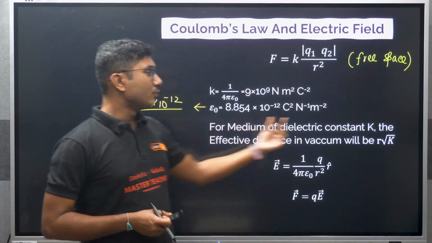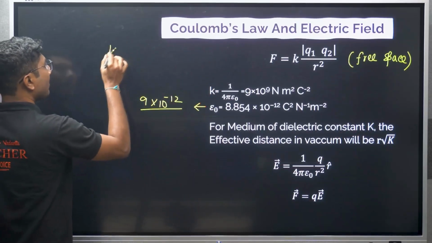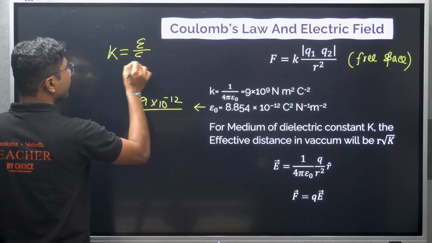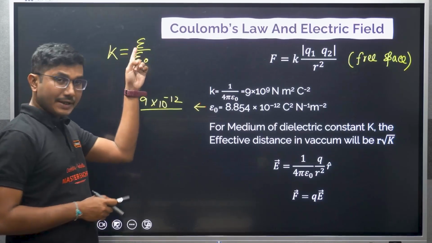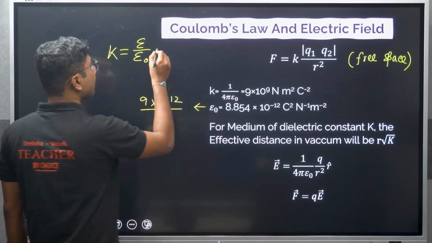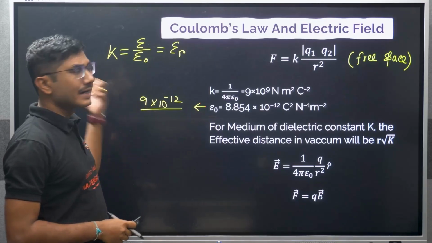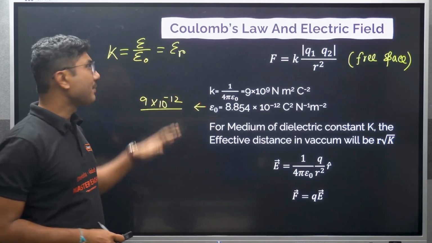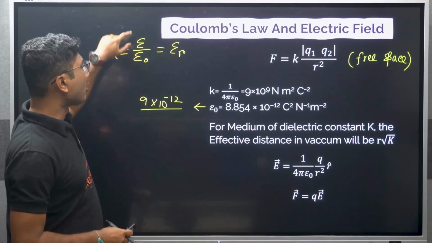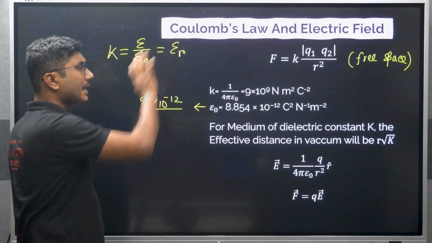For that, we have something called the dielectric constant. The dielectric constant is defined as the permittivity of the medium divided by the permittivity of free space. This is how you can define the dielectric constant. Sometimes it is also called relative permittivity. Dielectric constant and relative permittivity are the same thing. The permittivity of a particular medium is a different value, but we are not super interested in the permittivity of a medium; we are mostly interested in the dielectric constant and relative permittivity.